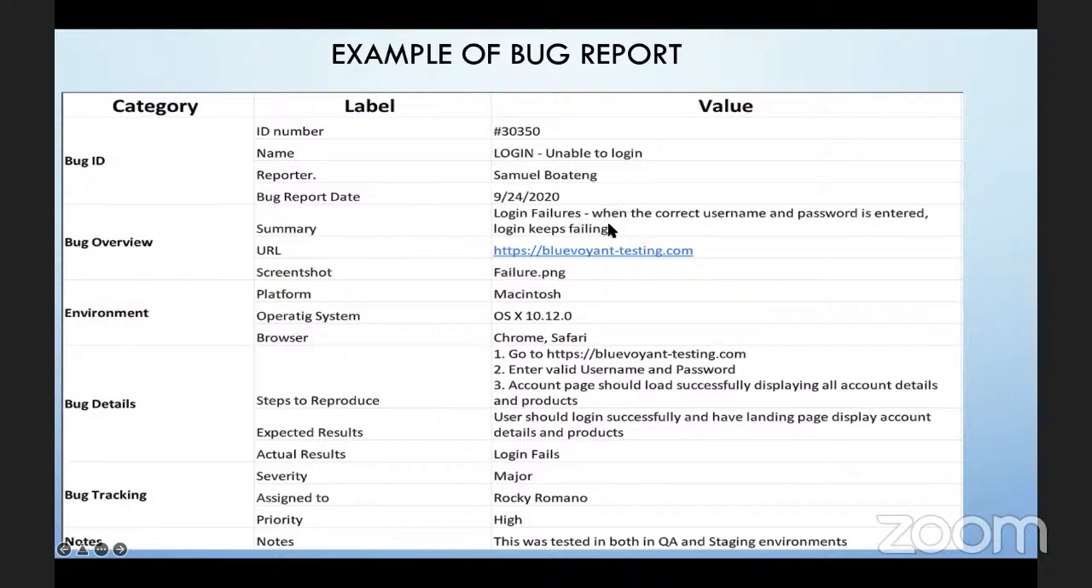And then what's a summary? You have to be able to give a description of the bug. So the summary is login failures. When the correct username and password is entered, login keeps failing. Then the URL: what kind of environment are we seeing this in? It could be in QA, could be wherever, but you have to put that URL in there so you guys can see.